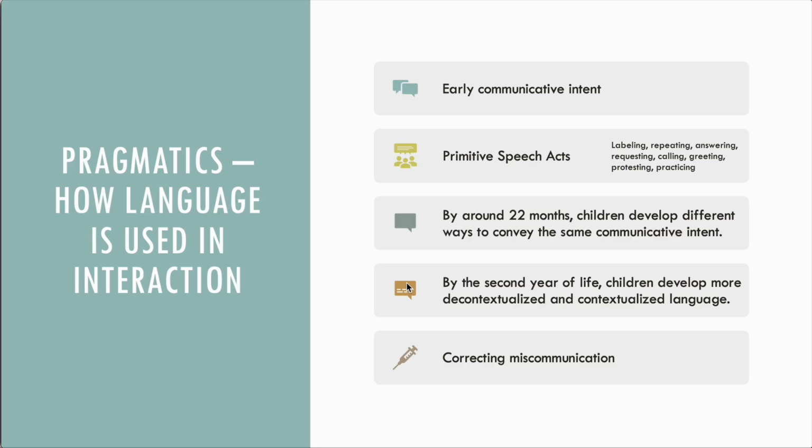By around 22 months, children start to express various ways to express the same communicative intent, and by the second year of life, children move towards talking about then and there as well as here and now. They expand their language to past and future and talk about their imagination. In the first word stage, children start to notice miscommunications and when communication breaks down. Younger children tend to repeat the same failed message, but older children change what they said to clarify and attempt to fix the miscommunication.